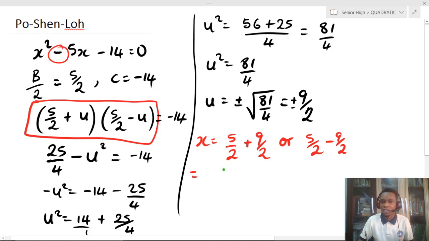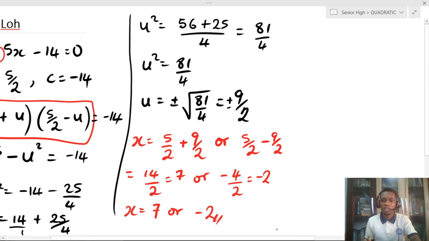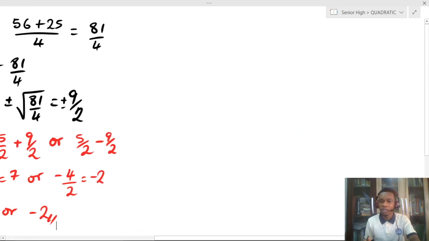Since they all have the same denominator, we pick one, and 5 plus 9 is 14 over 2, which is equal to 7. Or, the same thing again, 5 minus 9 is minus 4, and minus 4 over 2 is equal to minus 2. So therefore x is equal to 7 or minus 2. And that's the answer. Let's take one more question and then we'll wrap it up for the Po-Shen Loh method. Taking one more question, let's move this board very well.